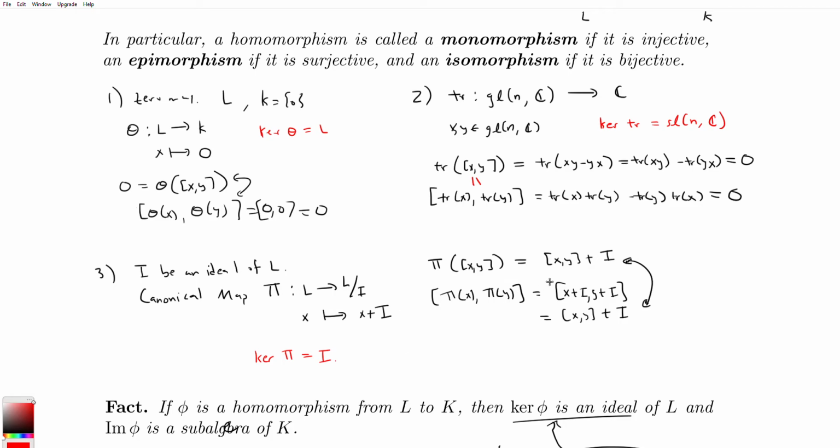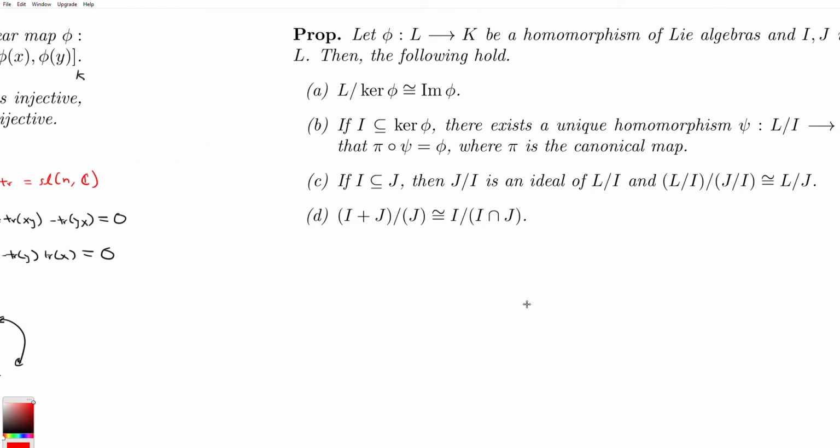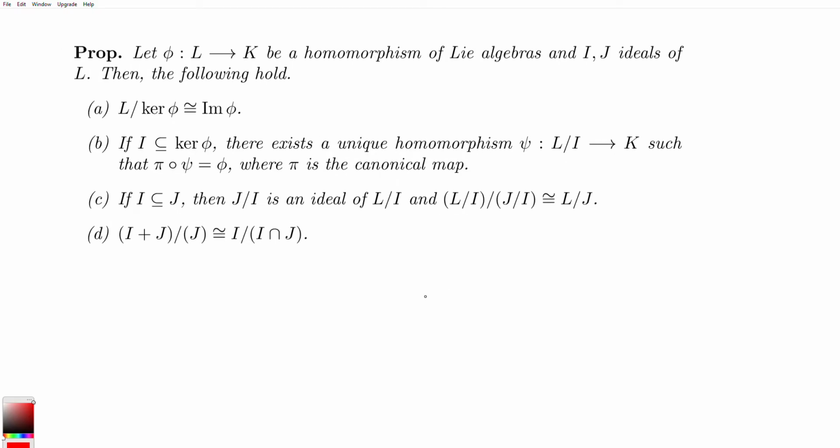All right. With that being said, let's take a look at a very, very common theorem in our general study of abstract algebra, which are the isomorphism theorems. So let phi be a homomorphism of Lie algebras from L to K, and let I and J be ideals of L. Then the following hold. L mod the kernel of phi is isomorphic to the image of phi. So recall that the kernel of phi we just saw is an ideal, and so we can quotient it out, and so we have that this is actually isomorphic to the image.